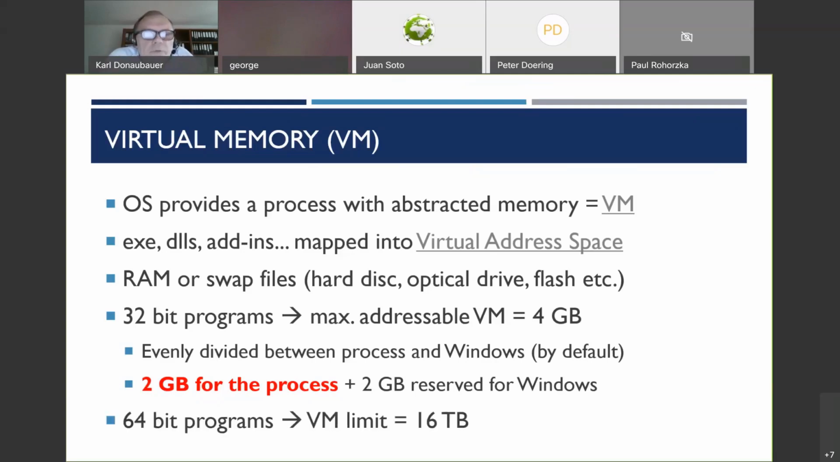For 64-bit programs, this is quite different because you get 16 TB of virtual memory. And see, only half of it goes to the program, but that still means 8 TB. That's 4,000 times more than what you get with 32-bit. So today we are only talking about 32-bit programs, because with 64-bit you won't see these error messages. You may see others, but not the error messages I'm talking about today.